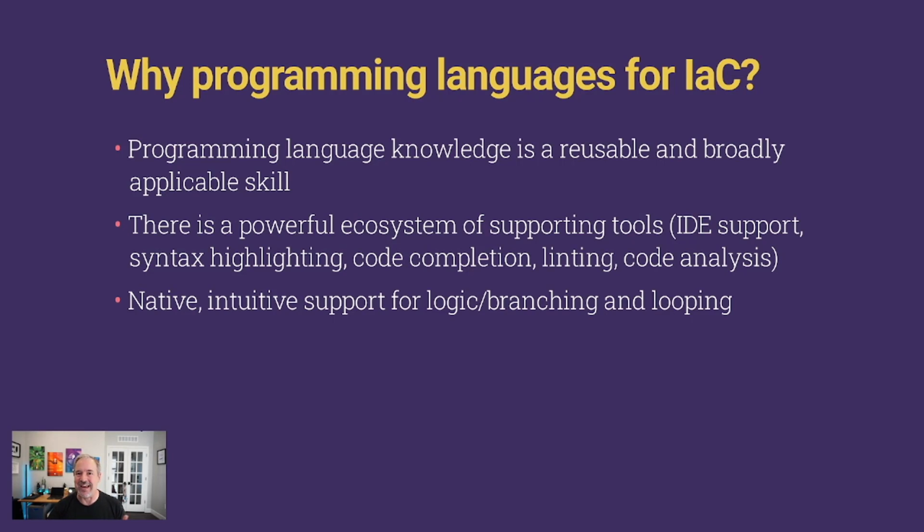So investing in learning a programming language and using that programming language to define your infrastructure as code artifacts gives you a skill that can be used in a variety of other contexts and a variety of other ways to automate other things, to orchestrate other things, that sort of thing. Additionally, when you're working with a programming language, there's this ecosystem of supporting tools, linters, code analysis tools, development environments, and editors that provide syntax highlighting and code completion and that sort of thing. That just make it easy or easier to write code, right?